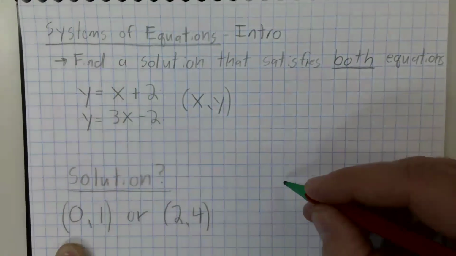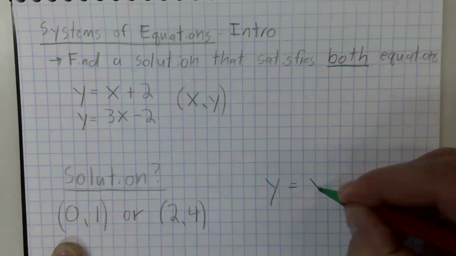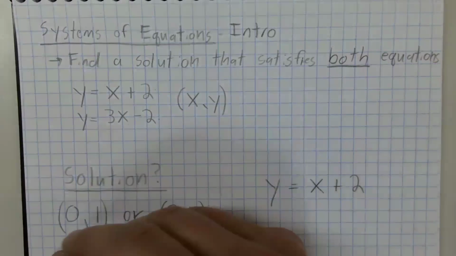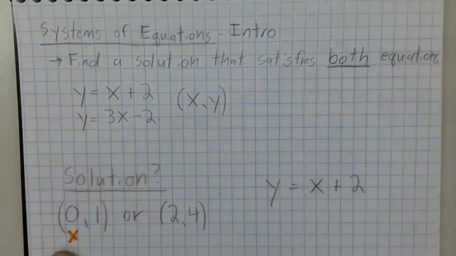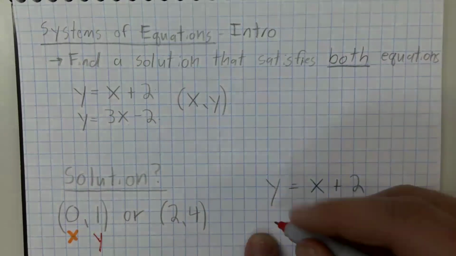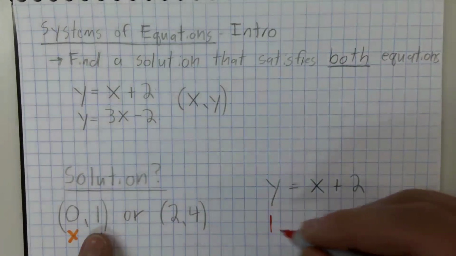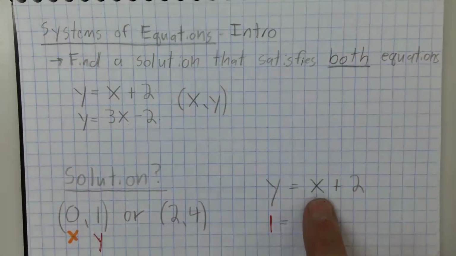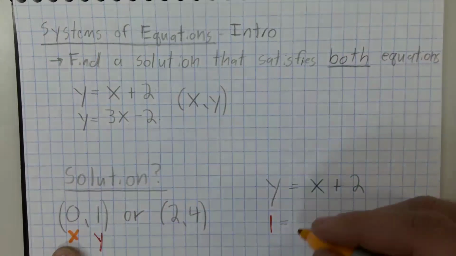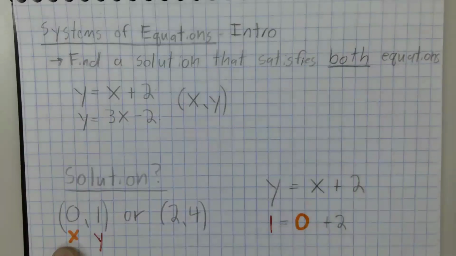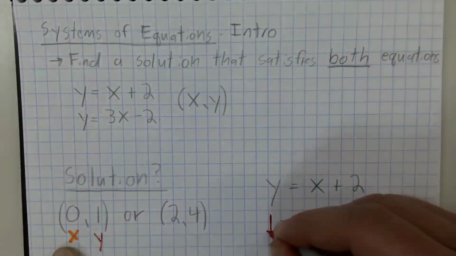So I'm going to take this first equation, y equals x plus 2. And remember that this is our x term and this is our y term, x comma y. So in place of y, I'm going to plug in 1, because that's what we have here, equals, what's our x? In this case, it's 0, and then plus 2. Let's fill this in a little nicer.